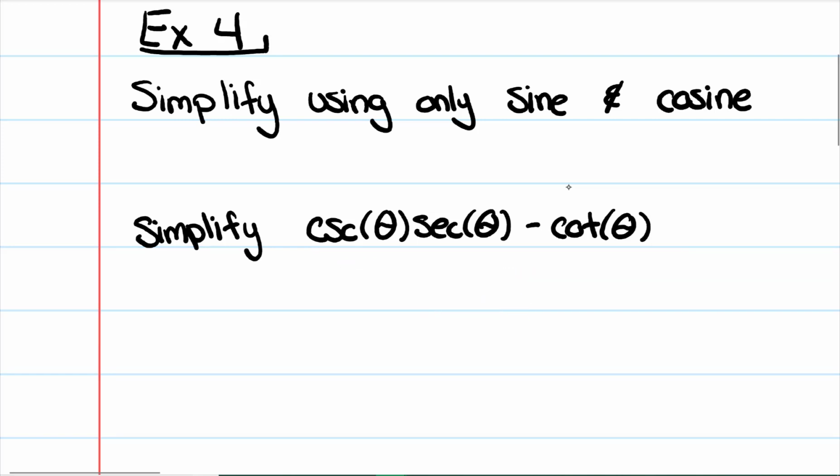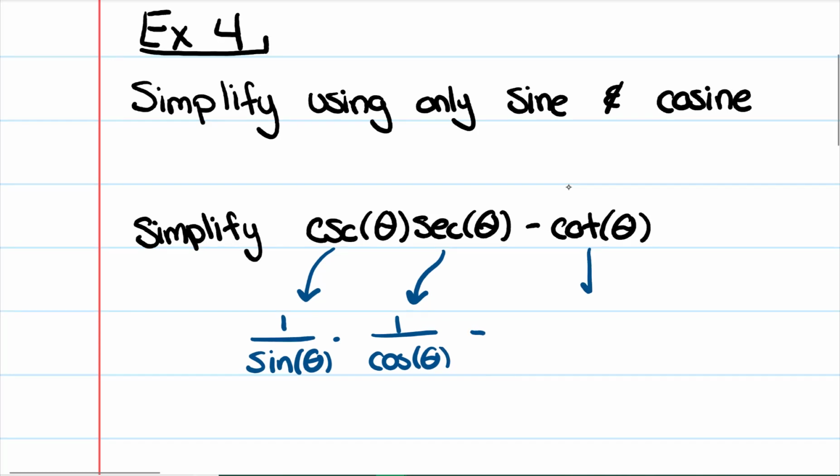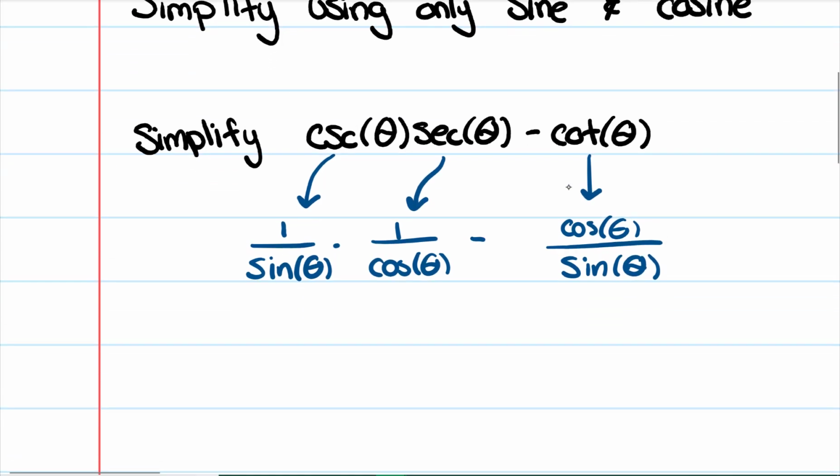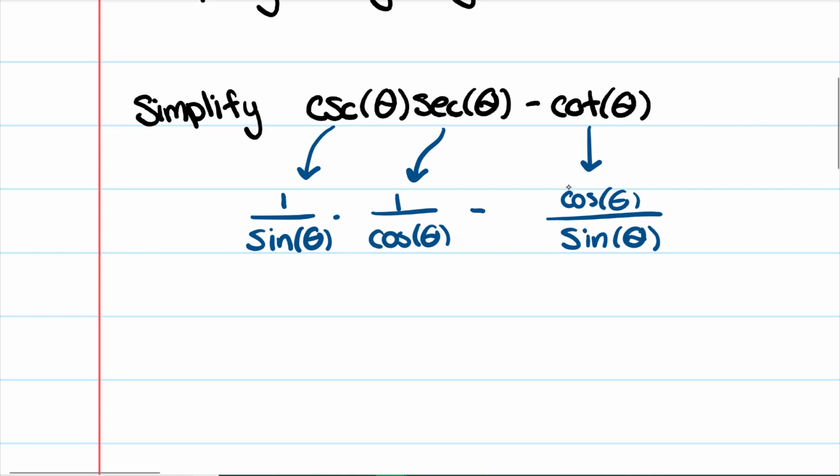So I'm going to take cosecant, and cosecant becomes 1 over sine. And then secant becomes 1 over cosine, minus, and then cotangent becomes cosine over sine. Now I know this looks bad. It looks like I'm making this worse, but it's going to make it better, I promise. So the next step is I'm going to write this out just a little cleaner.